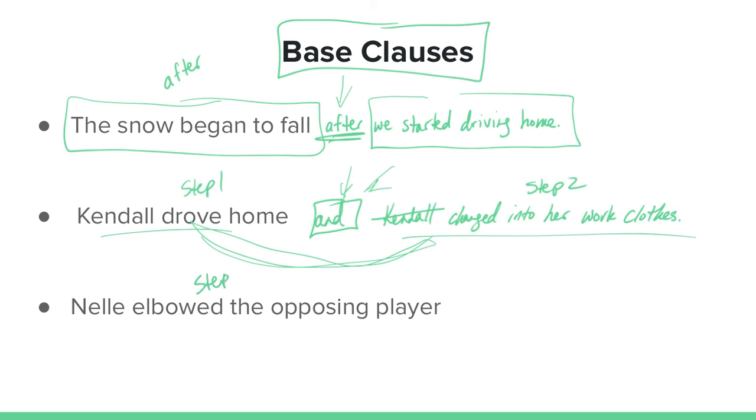And I've got a second idea that Nellie received a yellow card. That would be step two. Now I would find a way to link them using one of the connectives. Well, one of the connectives would be so. Nellie elbowed the opposing player, and then I would change this so it's not as repetitive, so she received a yellow card. This is a connective, and I've connected step 1 and step 2.